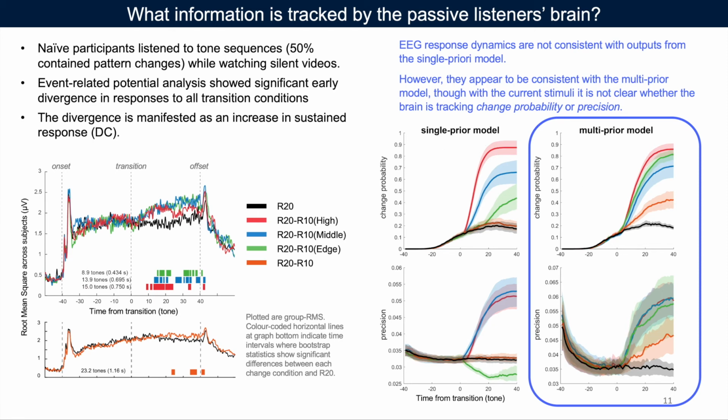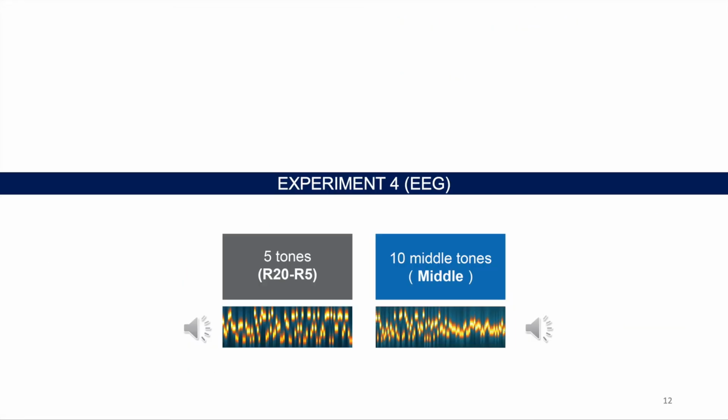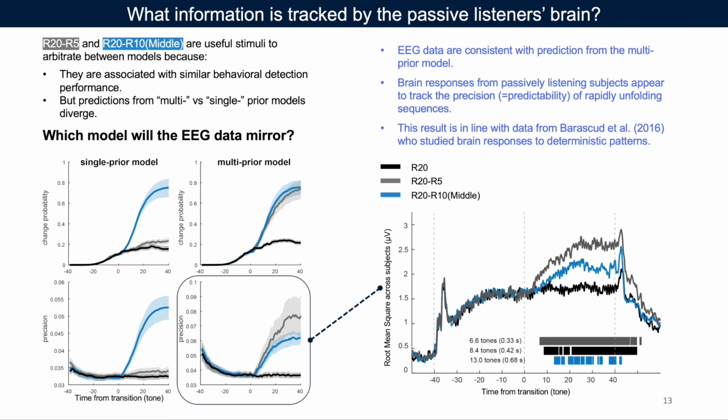As a confirmatory step, we conducted the last EEG experiment with 2 change conditions, R20 to R5 and R20 to R10 middle. We chose them because they have similar behavioral performance, but the predictions from multi and single prior models are different. As hypothesized, the EEG data were consistent with the pattern predicted by the multi-prior model and revealed that the brain responses reflected the precision of the internal model of the sound sequence constructed during listening.